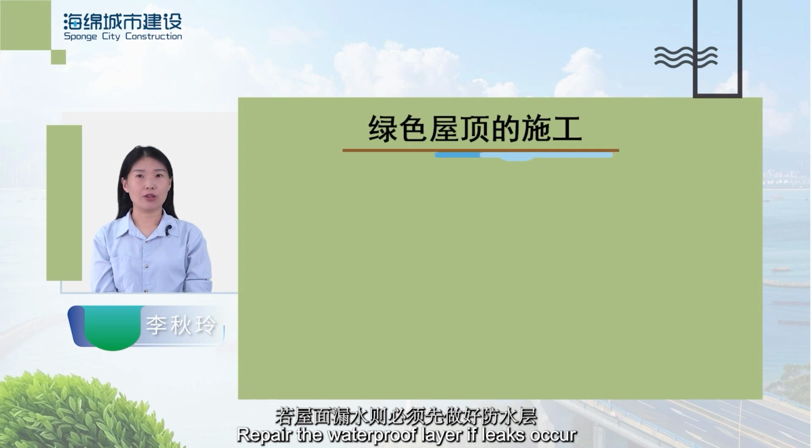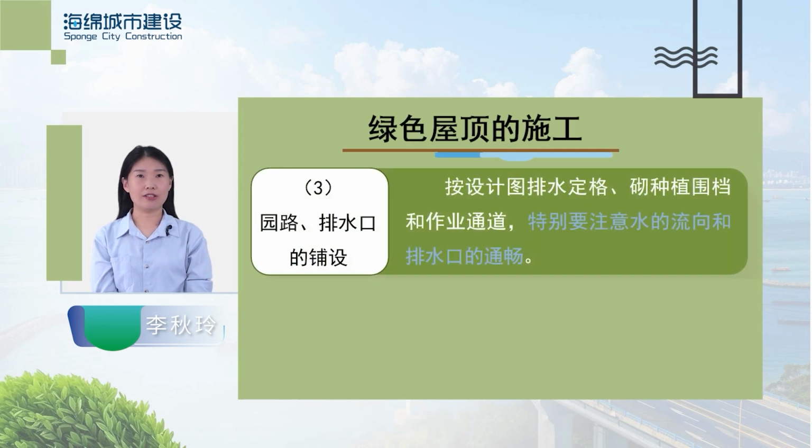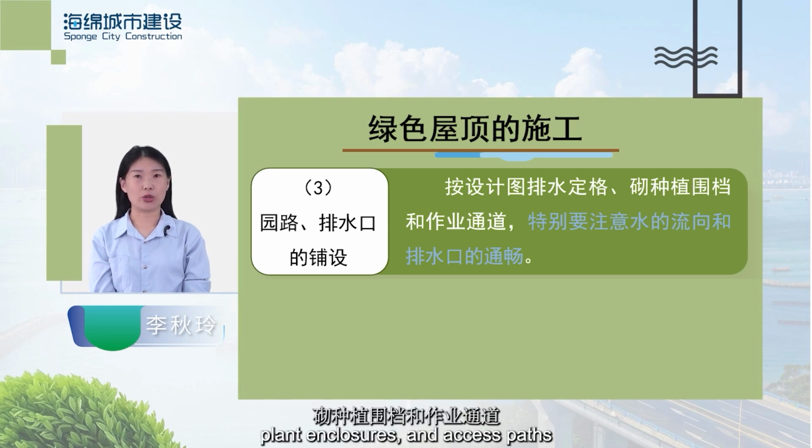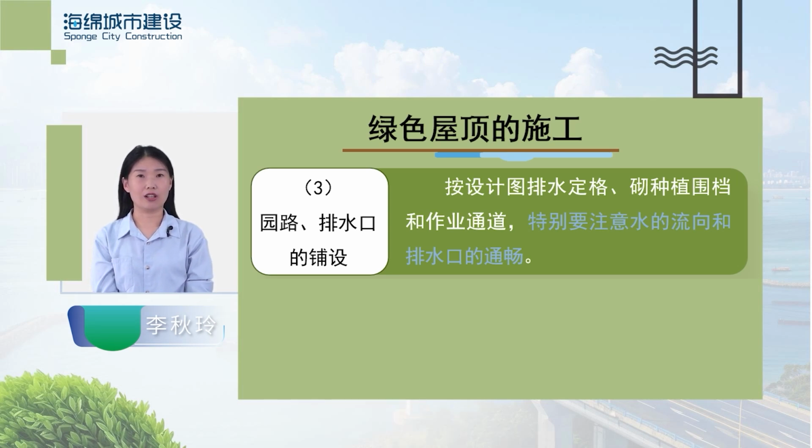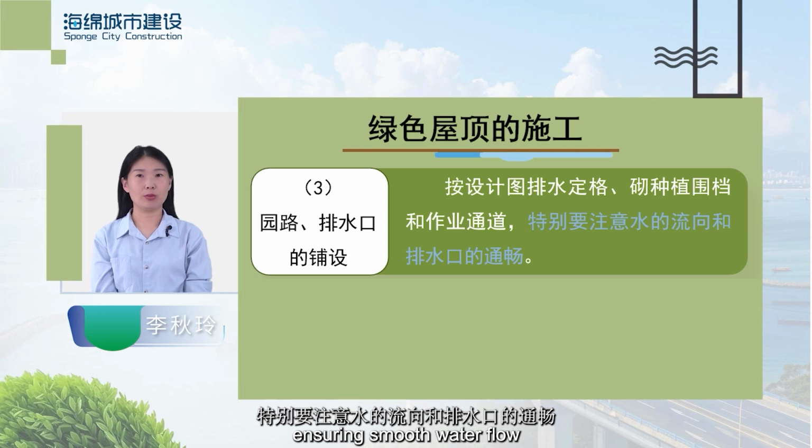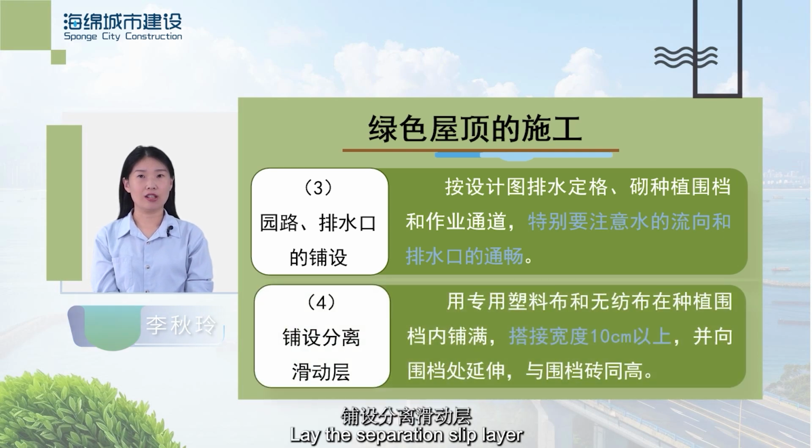Repair the waterproof layer if leaks occur. Paving paths and drains. Follow the design to lay drainage, plant enclosures, and access paths, ensuring smooth water flow. Lay the separation slip layer.